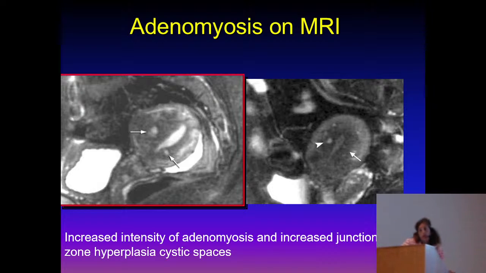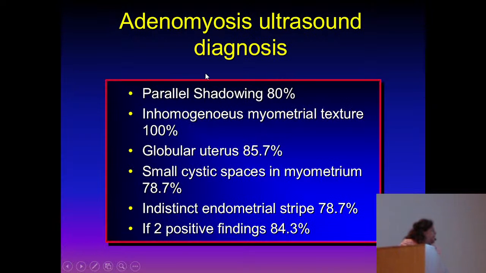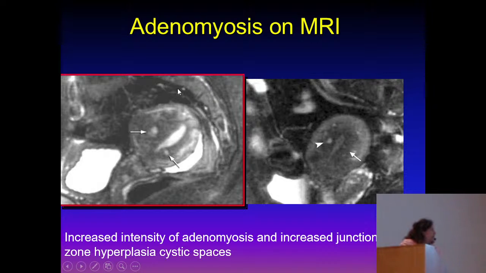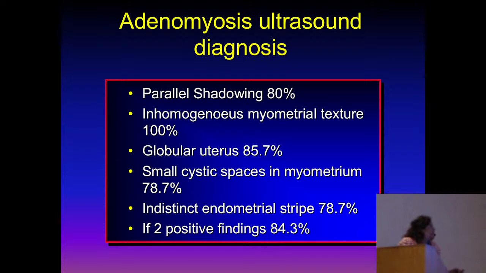If you have recurrent implantation failure and adenomyosis, you may want to treat the uterus with either GnRH agonists prior to transfer if they're not getting pregnant. This is the MRI. You see increased intensity of adenomyosis. You see that increased junctional zone hyperplasia and these cystic spaces. So these are some of the characteristics of adenomyosis, and you can diagnose if you have at least 2 positive findings. It's about 85% accurate for adenomyosis.